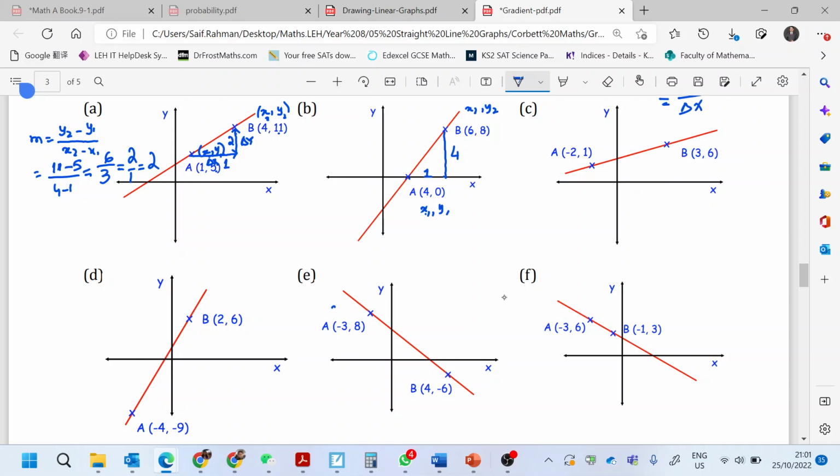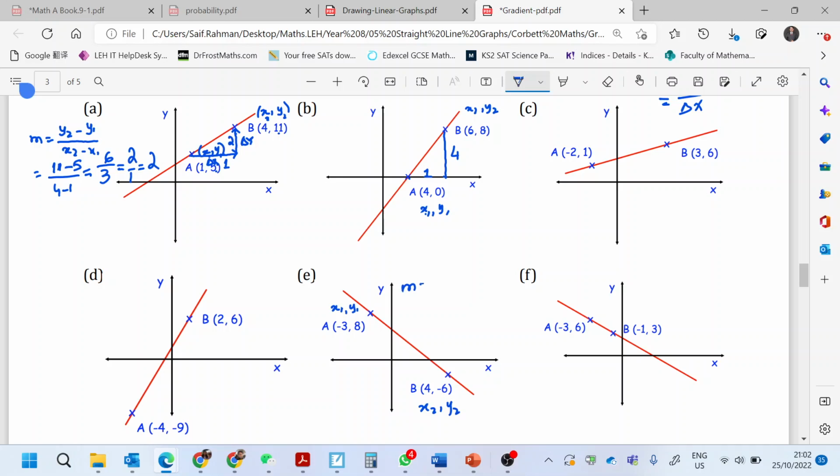So here you can term these x1, y1, and you can term them x2, y2. It does not really matter which one you call x1 and which one x2. There will be no impact on your final answer.